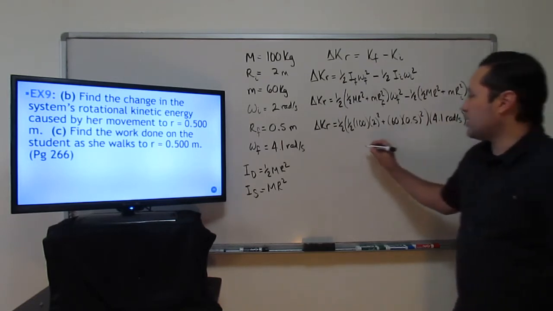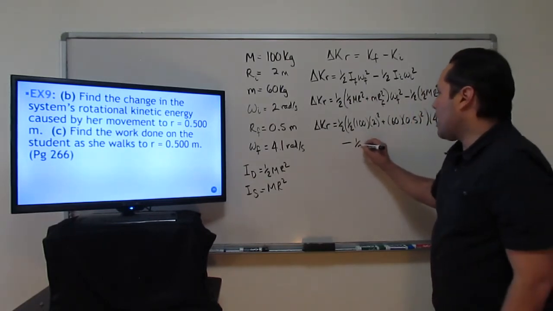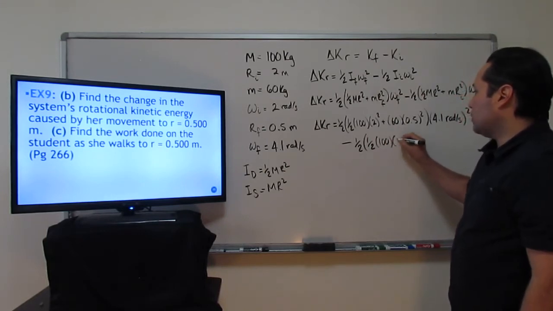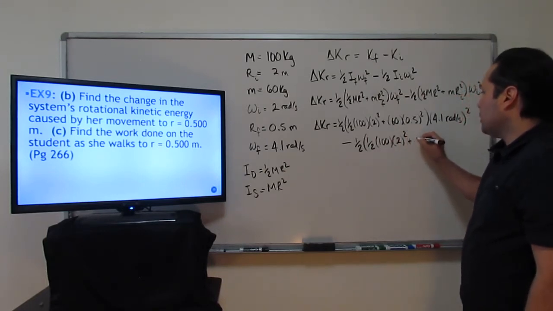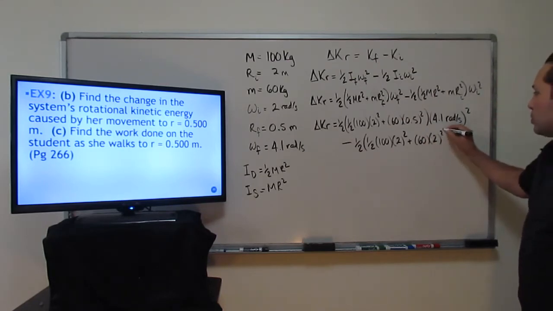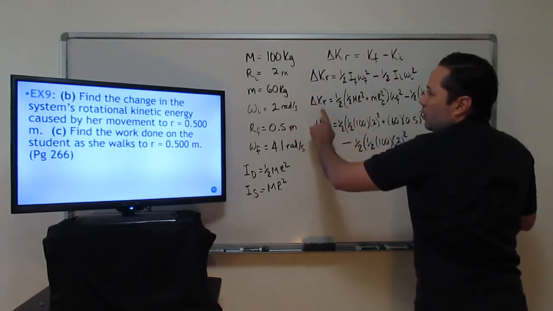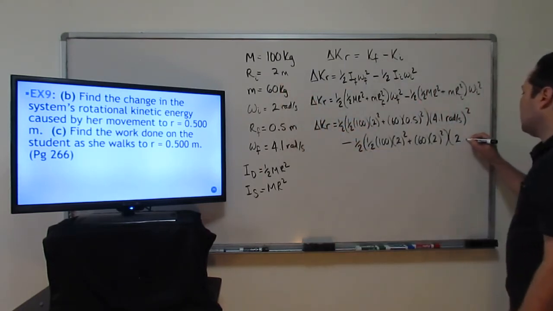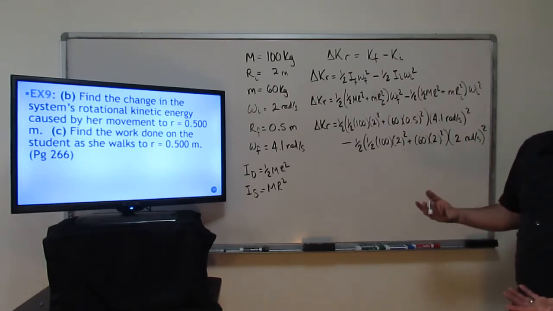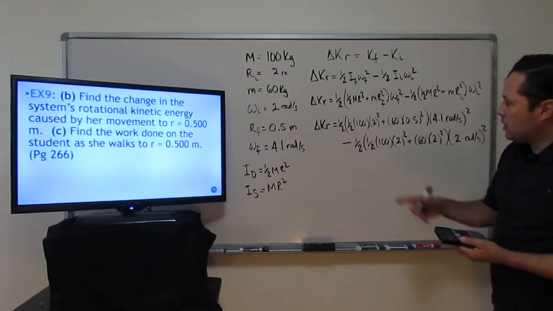And all of this we're going to subtract. Now this side of the formula is going to be 1/2, and then the inertia of our disk plus the inertia of the student at her initial position, 2 meters, and multiplied times her initial angular speed of 2 rads per second, and that is squared. All right, now we've got to plug all these values into our calculator. So I'm going to reach for my calculator here and plug them all in.